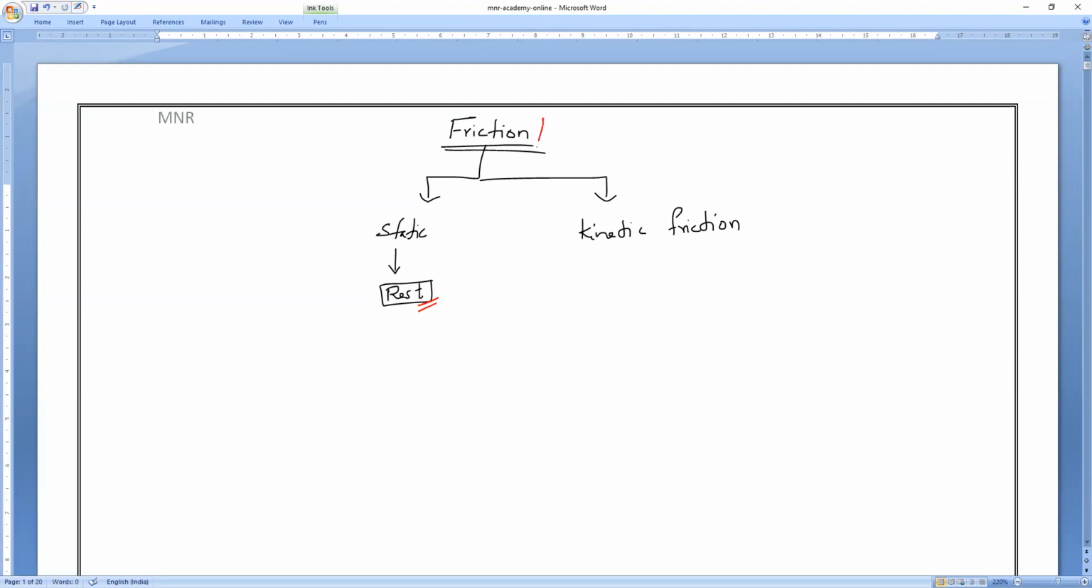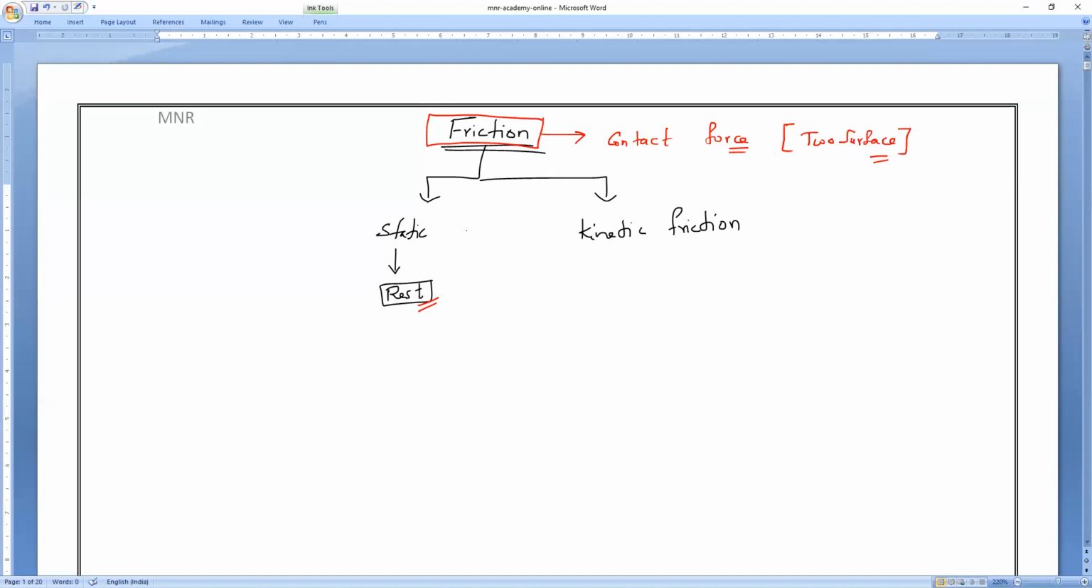First thing you should understand: is friction force a contact force or a non-contact force? It is a contact force. So definitely two surfaces are involved. Unless the two surfaces come into physical contact, physical touch with each other, there is no possibility of frictional force. That is why it is called a contact force.